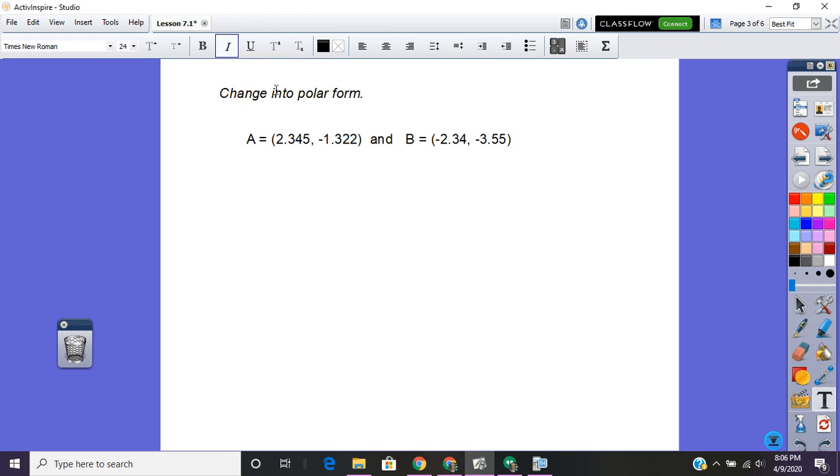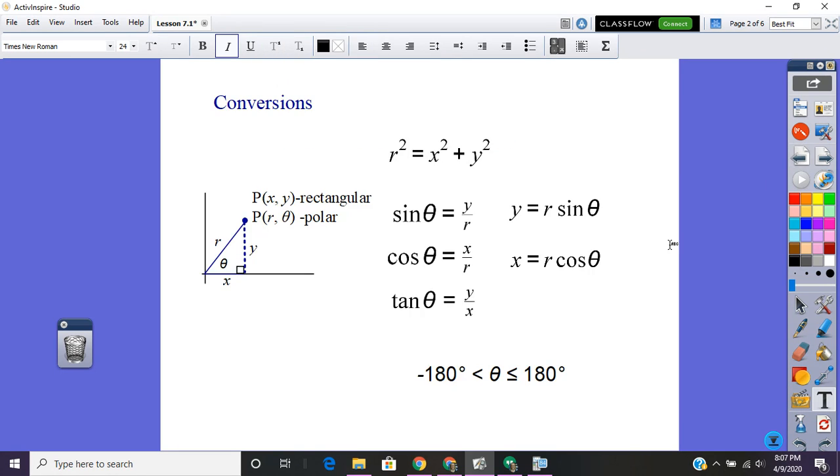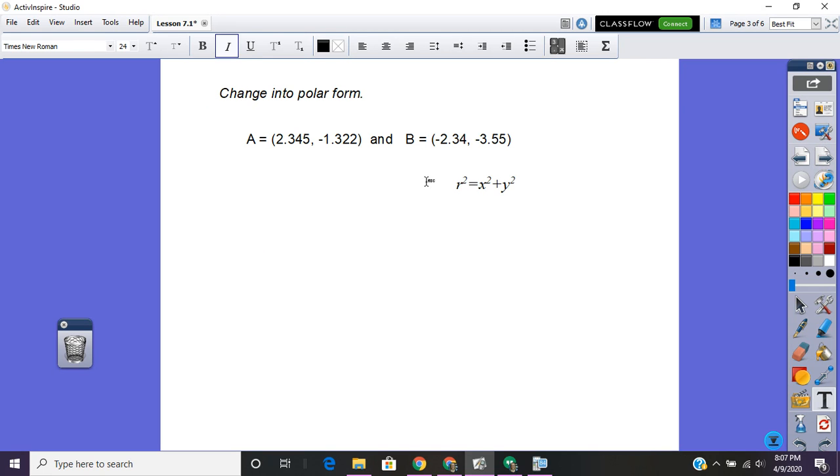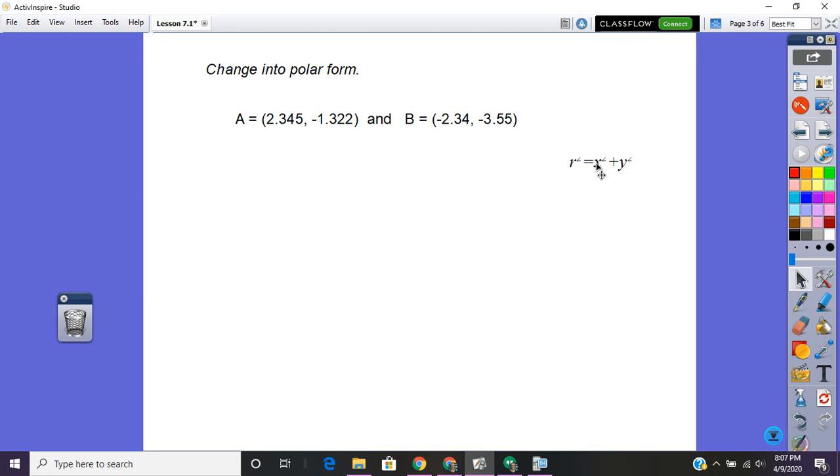When it says change into polar form, these are in rectangular, and we need to change them to polar. Well, a couple of formulas on the other page that we had, if you recall, were r squared equals x squared plus y squared. In case you didn't see that, it was up here at the top. That is one of our coordinates that we need. And then we'll use one of those others in a second. We also have to estimate where these are at, and that will help you determine which trig function you should use.